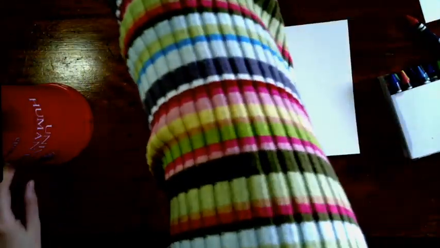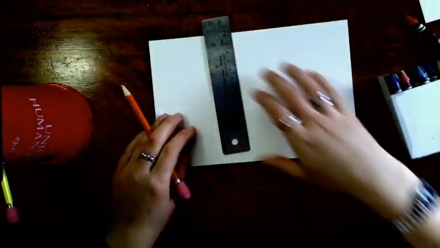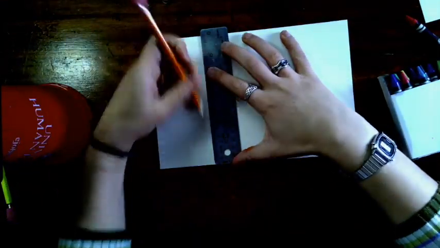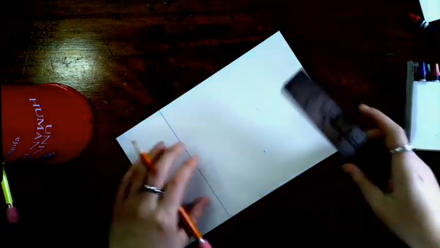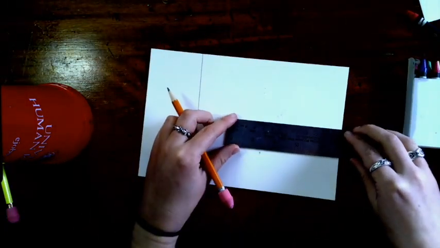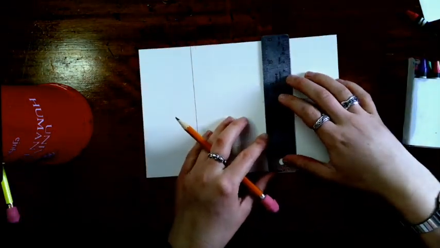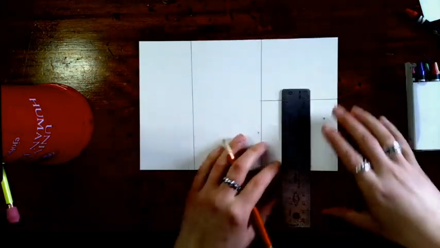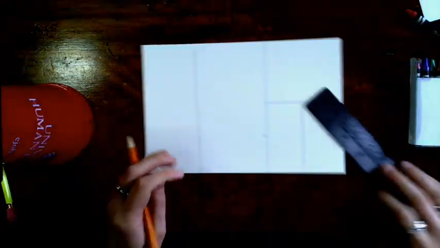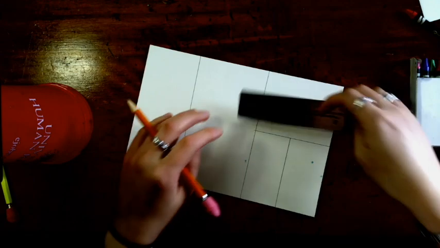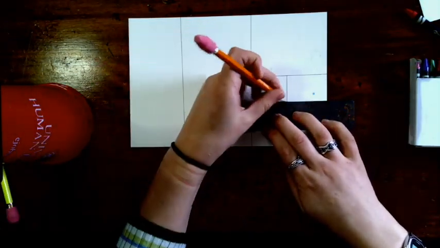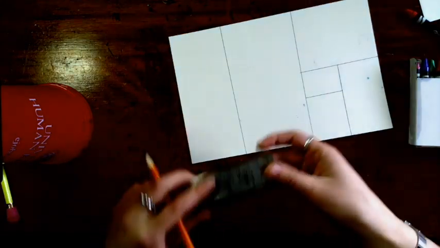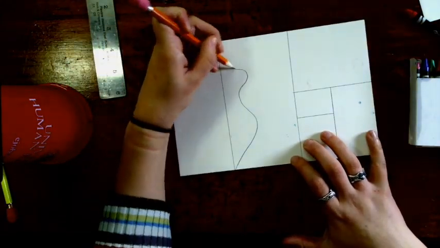I'm getting out my ruler and a pencil so I can start drawing some different shapes on my paper. I'm just kind of drawing these lines at random. I just want to make some different rectangles and squares on my paper. Some of them can be big and some of them can be small. If you want to do the same shapes that I do, that is totally fine, but you're free to do slightly different rectangular shapes if you would like.